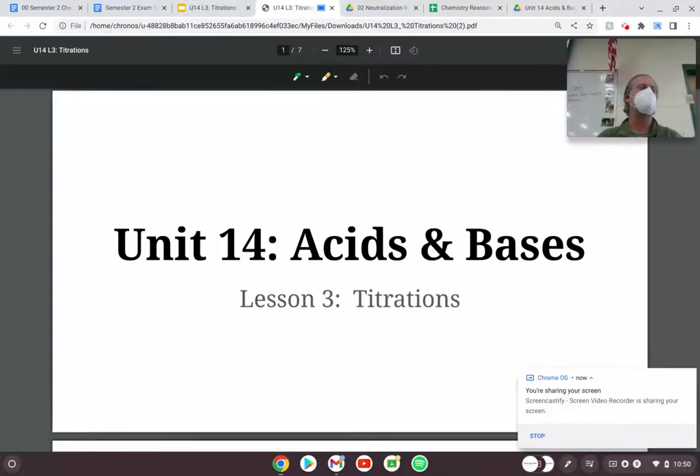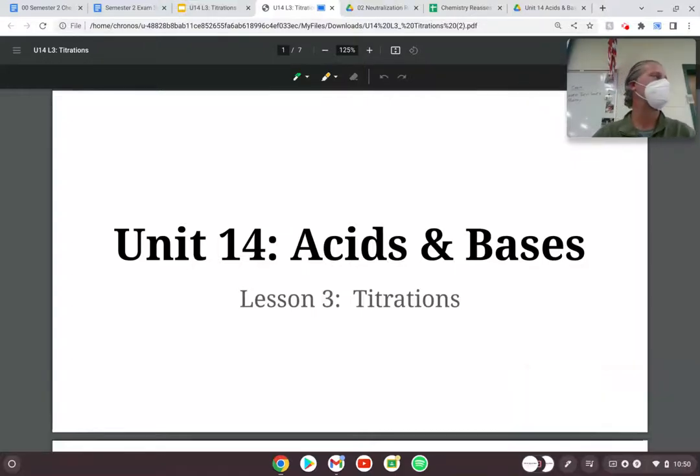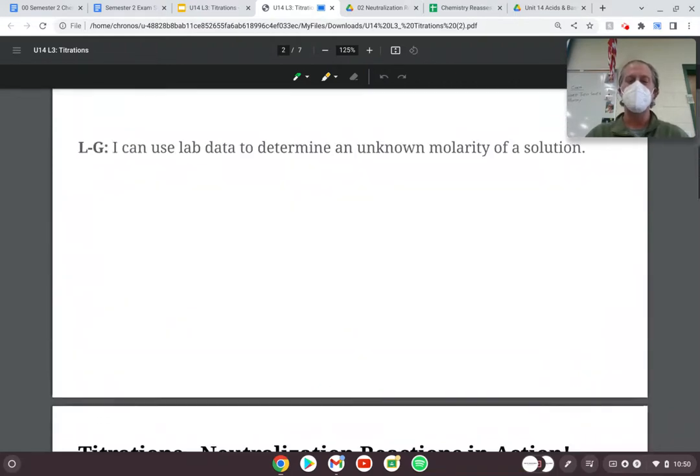Okay, so this is the final lesson of the semester, so that makes it also the final lesson of the year for chemistry. Today we're going to use the math skill that you learned yesterday, which is calculations involving neutralization reactions, and we are going to apply that to a lab skill that we're going to call titrations.